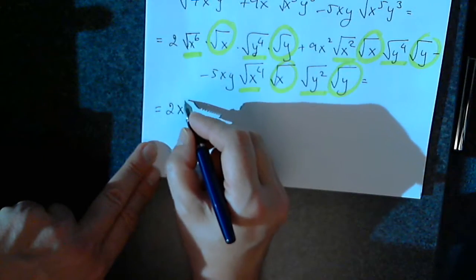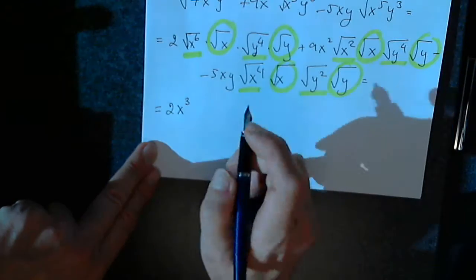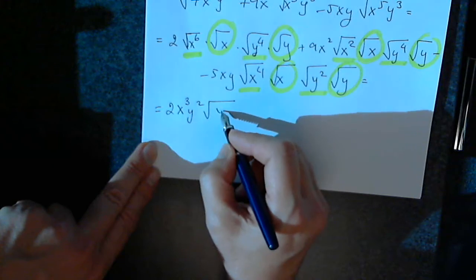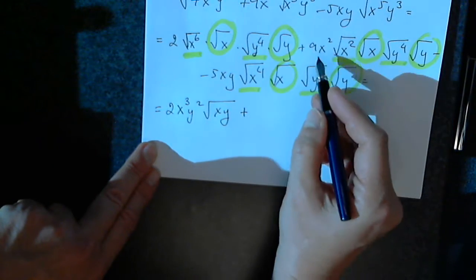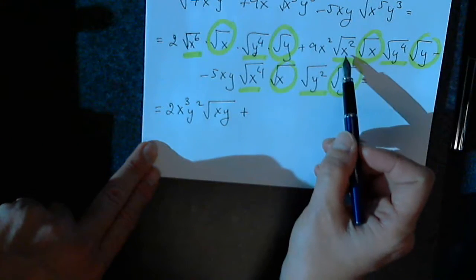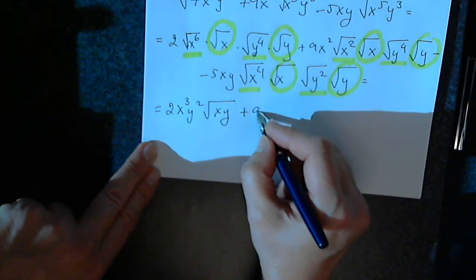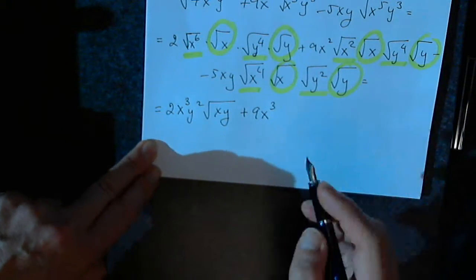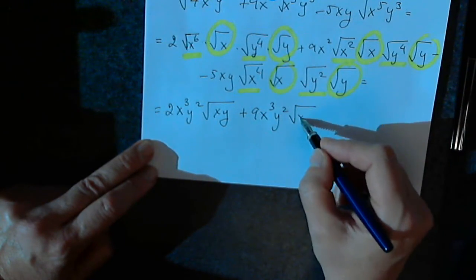Very good. 2x to the 3rd. Very good. And now these two will stay as is, the square root of xy. Plus 9x squared. But there is another x from here. 9x squared with x, 9x cubed. And from here? Very good. However, these two will stay. They cannot go anywhere.